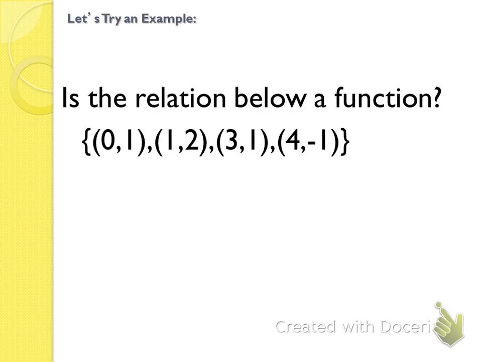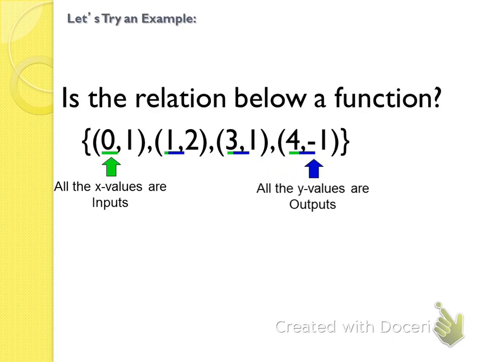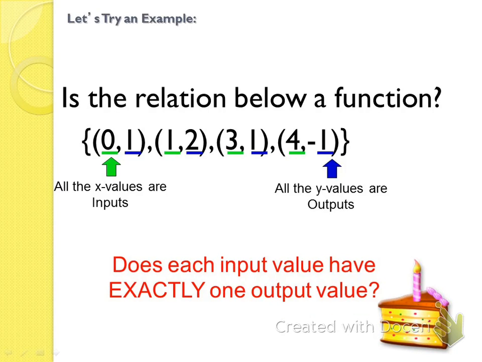That's illegal. So when I look at this function here, I see that every input, the x values, are 0, 1, 3, 4. And my outputs are all the y values, 1, 2, 1, negative 1. Now, it doesn't matter if the y's repeat. All that matters is does each x value have exactly one output. So when I look at all of my zeros, here's my 0, there's only one output. 1 has only one output. 3 has only one output. And 4 has only one output.